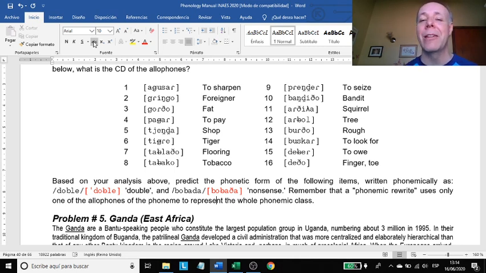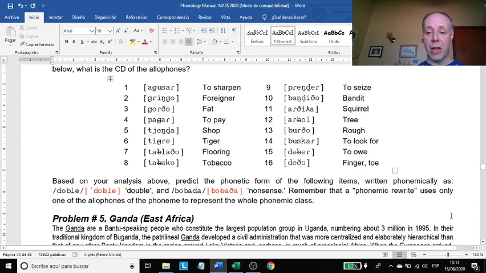Of course, any person speaks wherever they want. Yes, but this is according to the phonological rule. Remember that a phonemic rewrite uses only one of the allophones the phoneme represents. Okay, so that's the exercise, the Spanish exercise. Notice that we're doing exactly the same thing as the Korean one or the Persian one, the Farsi one. It's just that it's more complex because it has more sounds.